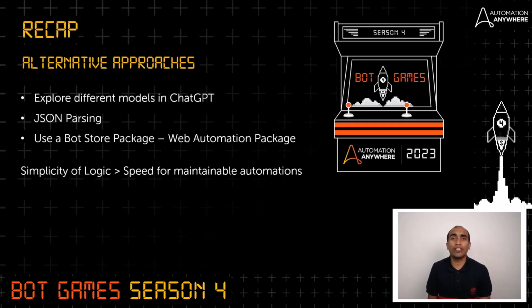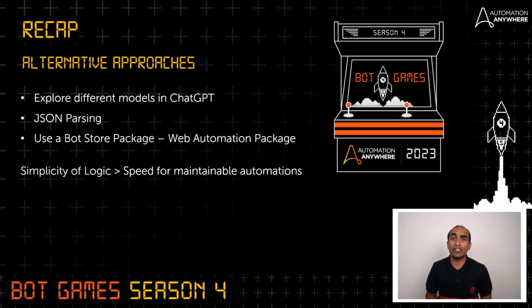Now let's look at a couple of alternative approaches. We have used the ChatGPT action in which we have used the GPT 3.5 Turbo model. But you can also use the GPT-3 model along with the text DaVinci 003 model as well, so that whichever model is giving you better results, you can use that. And next is about the JSON parsing. We have used the JSON package to parse these values. However, if you want to convert it into any other format such as a dictionary, you can also do that.